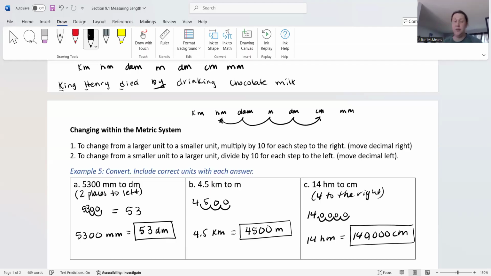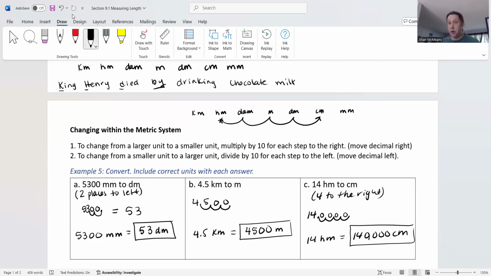That is literally it. You just figure out where you're at, where you need to go, figure out the direction and how many jumps you have to make, and that tells you the direction and how many times to move your decimal. And just remember, each time you move your decimal, you're either multiplying or dividing by 10. This is just a nice little shortcut that we can use. Okay? So I think that's it for just converting in the metric system.